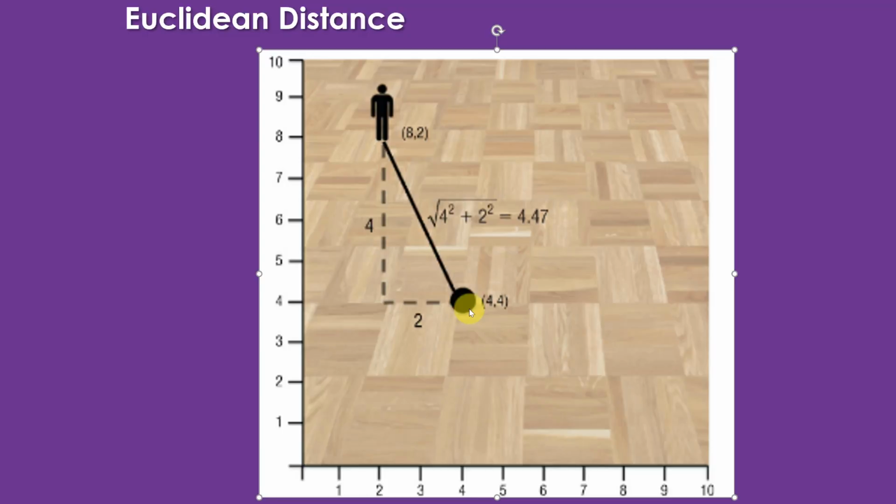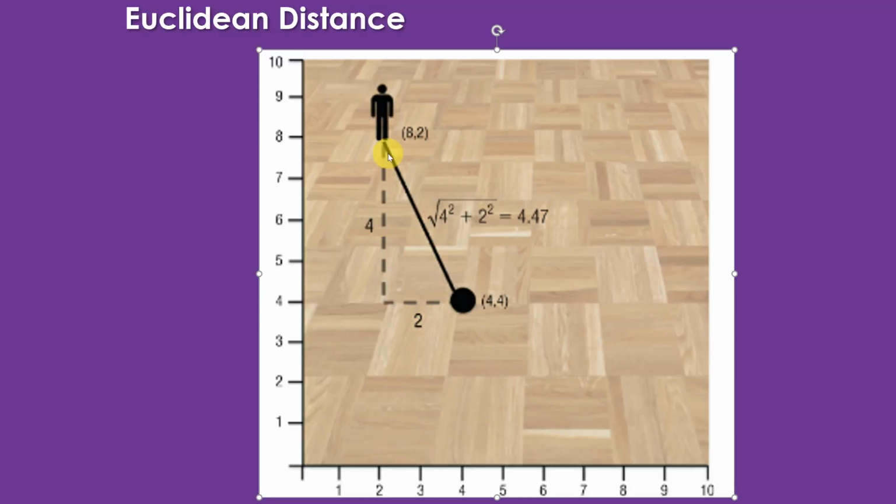So if we want to find the distance as the crow flies, that just happens to be the hypotenuse. And if you remember from geometry, the Pythagorean theorem says that the square of the hypotenuse is equal to the sum of the squares of the other 2 legs. So we've got those 2 legs.